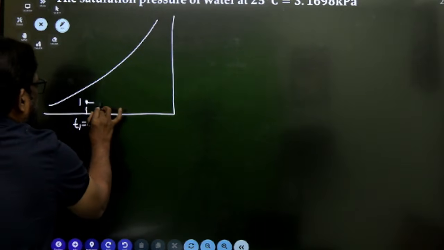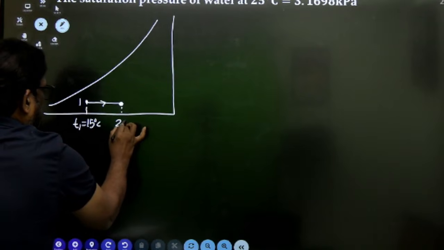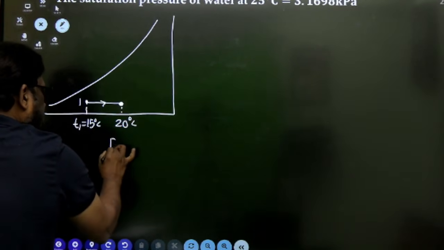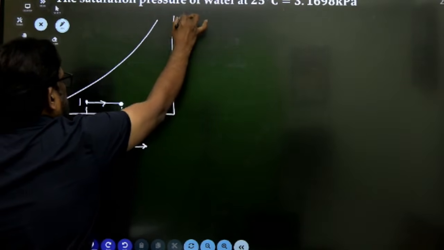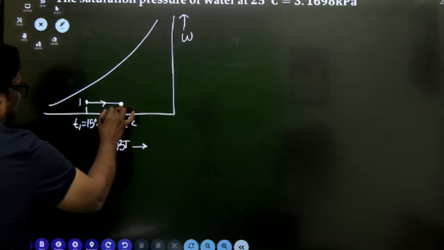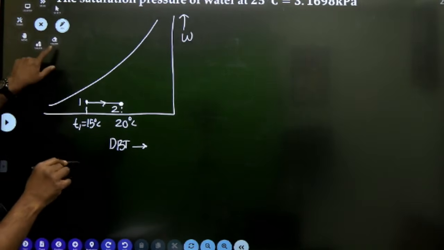Okay, it is heated to 20 degrees centigrade. On this axis we have dry bulb temperature. On this axis you have specific humidity. Now what he is doing is, after heating, he is spraying water and finally the temperature is also given.